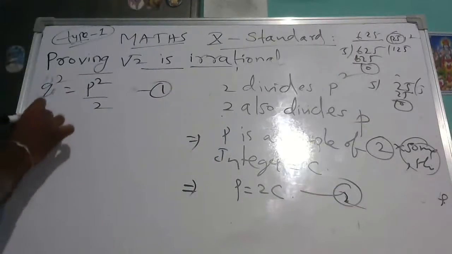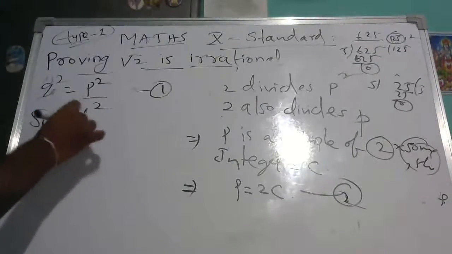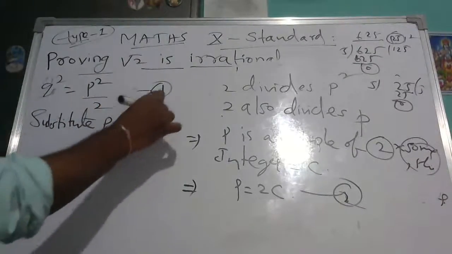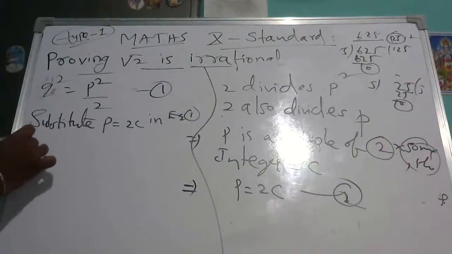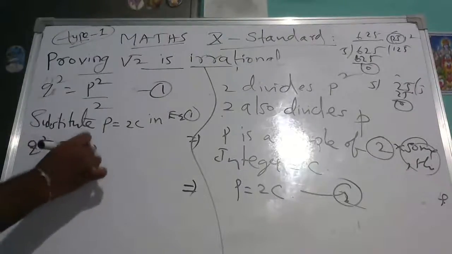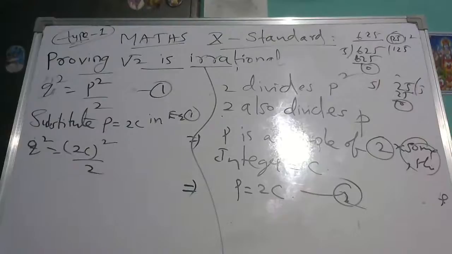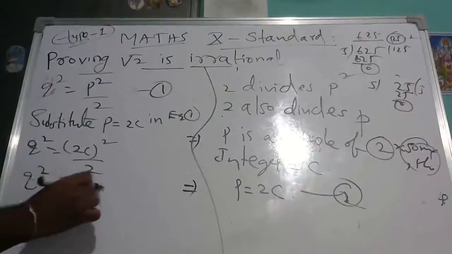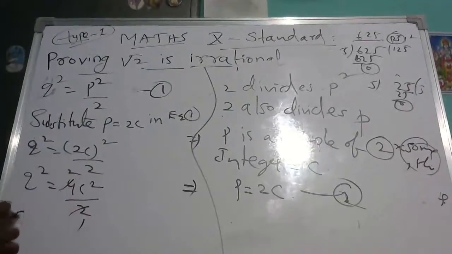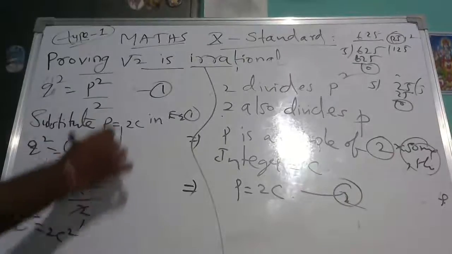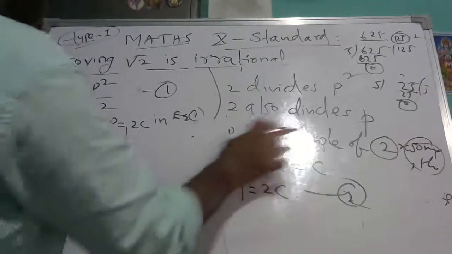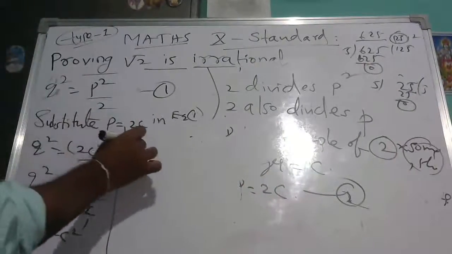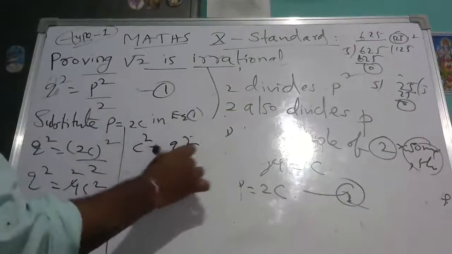Now substitute P is equal to 2C in equation 1. So Q squared is equal to (2C) whole squared, like in place of P, I am substituting 2C. Q squared is equal to 4C squared by 2. 2 ones, 2 twos. Q squared is equal to 2C squared. Right? Okay? Next, it becomes C squared is equal to Q squared by 2.